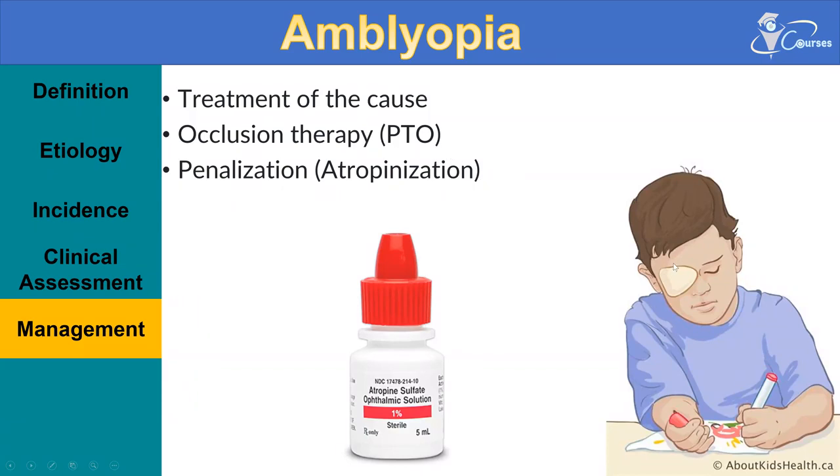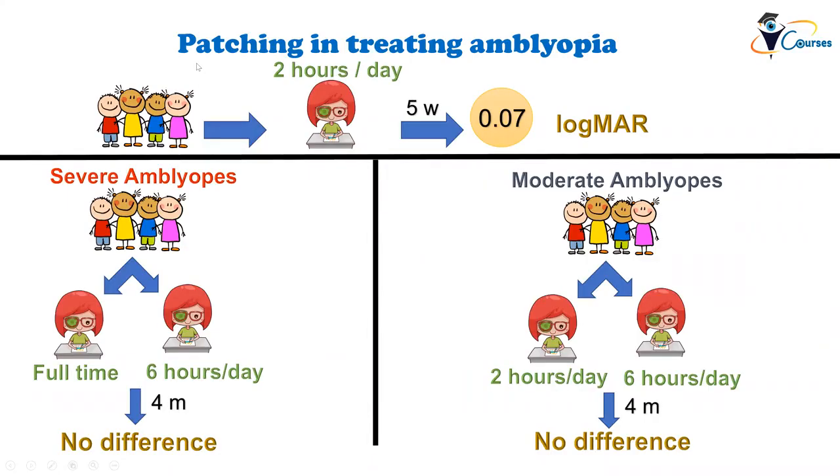Another way, if the patient is refusing the patch, is what's called penalization or atropinization, which has been shown to be as effective as patching. Basically, we put atropine eye drops in the normal eye in order to make it blurry, so we force the patient to use the amblyopic eye. So how much time do we do the occlusion therapy? There were numerous studies that discussed this. One of them is a study that was conducted about the effect of occlusion therapy or patching in children.